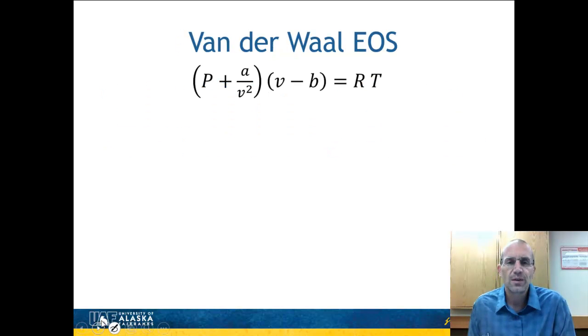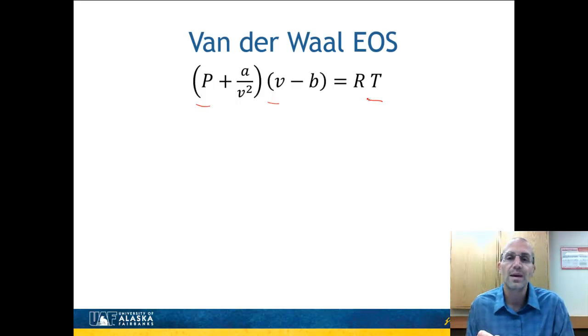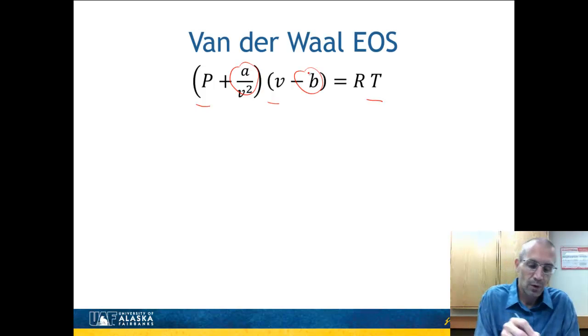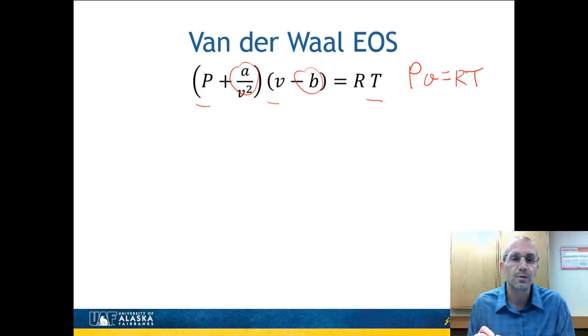So the first equation of state I want to talk about is van der Waals equation of state, and it's shown here where we've got P, V, and T, three intensive variables, but then there are some extra parameters. There's this parameter here, a over V squared, and then this V minus b. Recall the ideal gas equation, which says that PV equals RT, and you see a similarity between that.